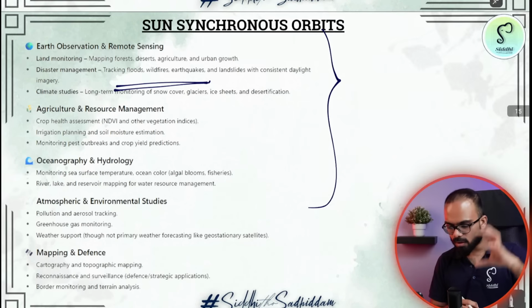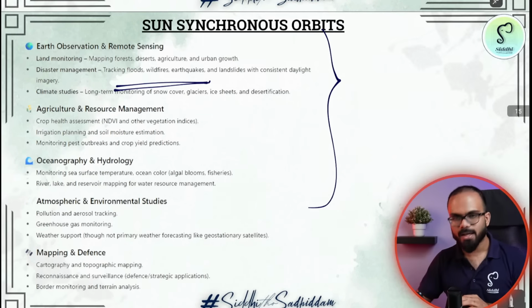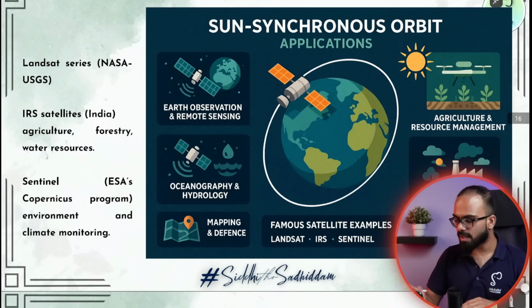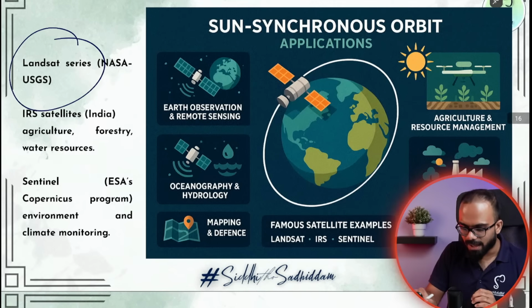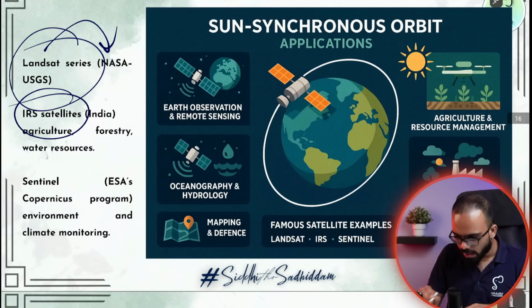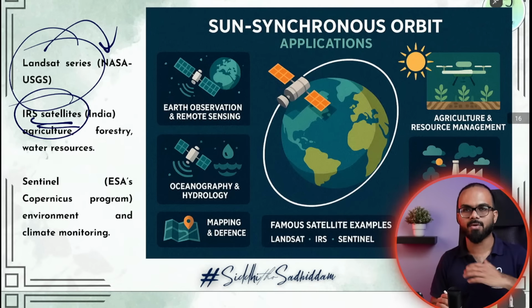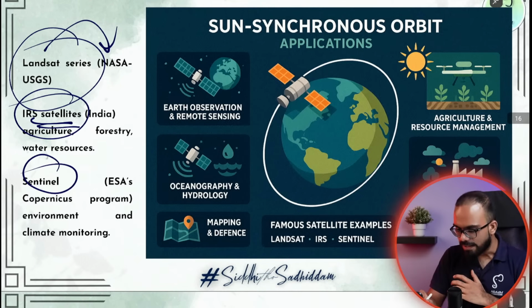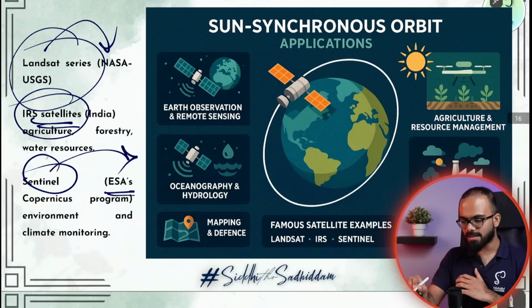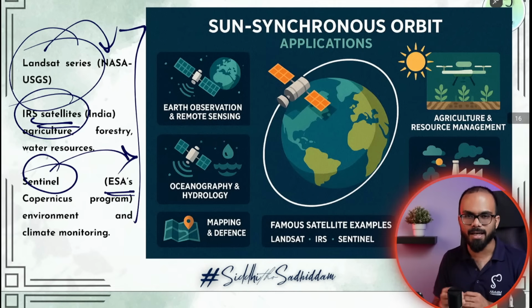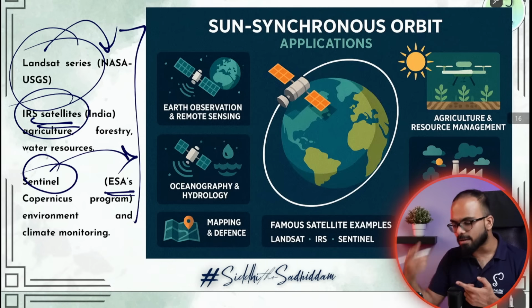We get a good amount of images during daytime, and that should work. So these are about the sun synchronous orbits. Examples are Landsat, which is a satellite of NASA. Then we have IRS, India's remote sensing satellites, which belong to India. Then you have Sentinel, which is the European Space Agency's program. So these are various satellites which are present in sun synchronous orbits.